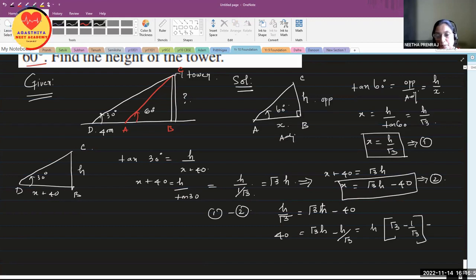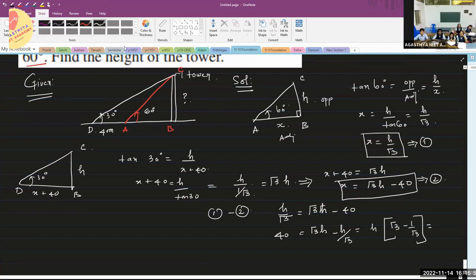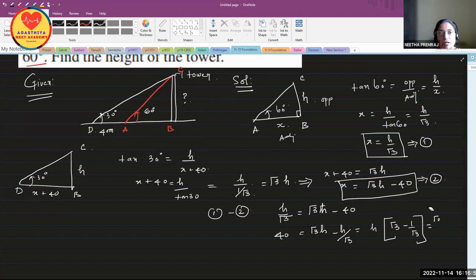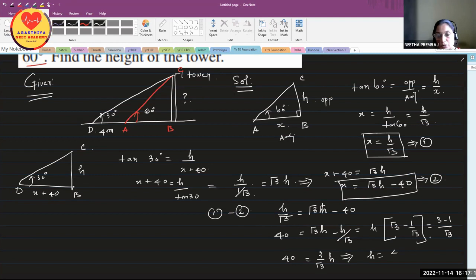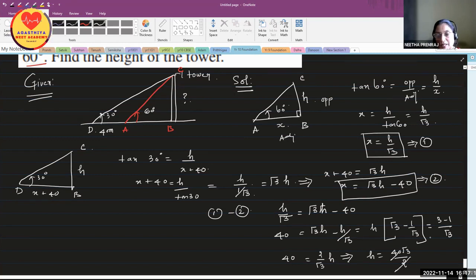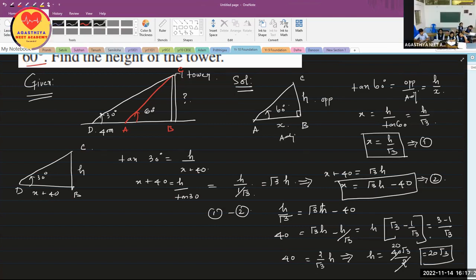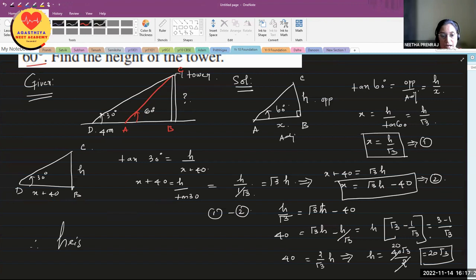I take LCM. What happens? If you take LCM, it becomes root 3 into root 3 minus 1, that is 3 minus 1 by root 3. Yes, very good. 2 by root 3 it comes, isn't it? So that is equal to 2 by root 3 h, equal to 40. So h is equal to 40 root 3 by 2. If you simplify, 20 root 3. That's it. So therefore, height of the tower is equal to 20 root 3.